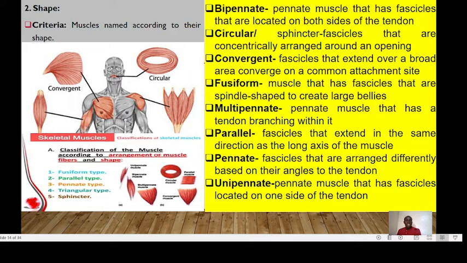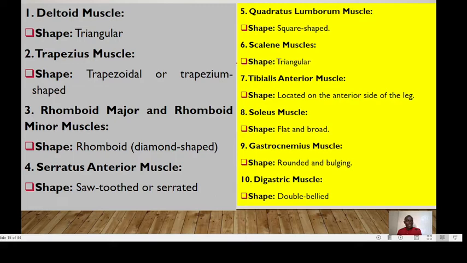While the fusiform, these are muscles that have fascicles that are spindle shaped to create large bellies. Multipennate, these are muscles that have a tendon branching within it. Whereas the parallel, these are muscles that extend in the same direction as the long axis of the muscle. So the pennate, this is the fascicles that are arranged differently based on the angles to the tendon. So unipennate, this is a muscle whose fascicles are located on one side of the tendon only. Okay, so based on shape, we could have deltoid, that is triangular in shape, or trapezius muscle.